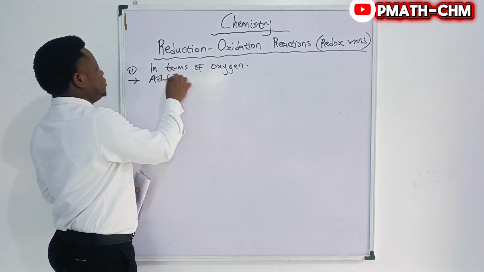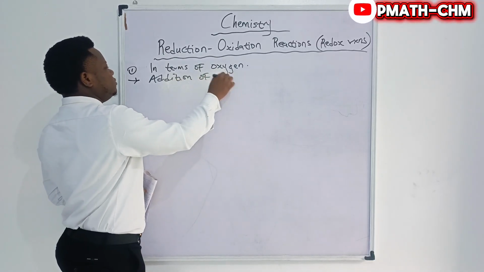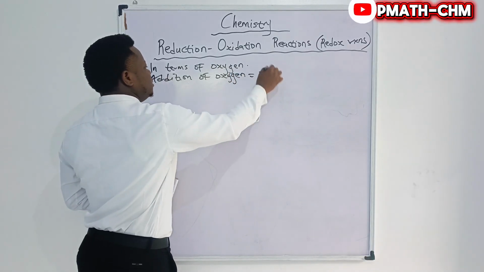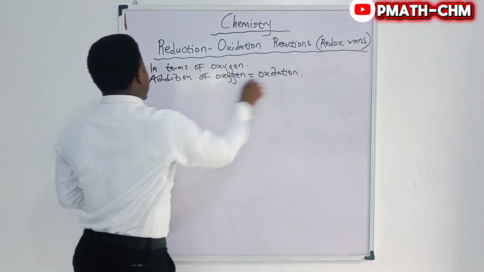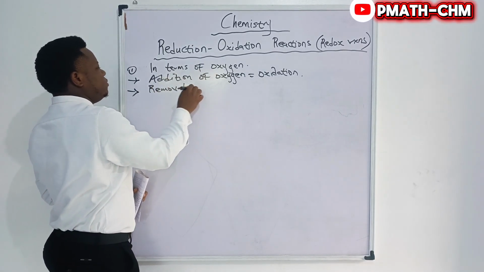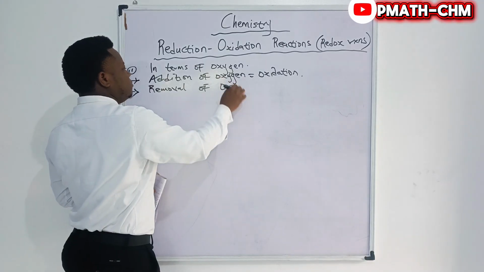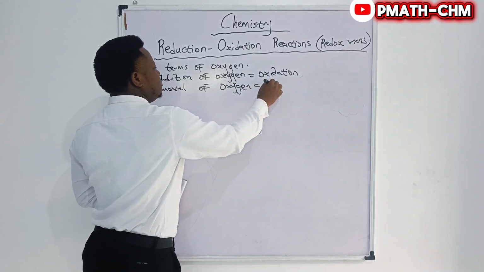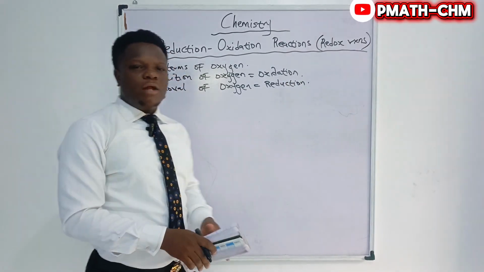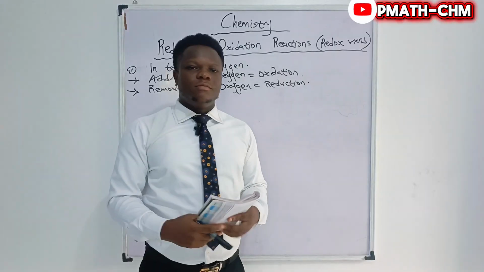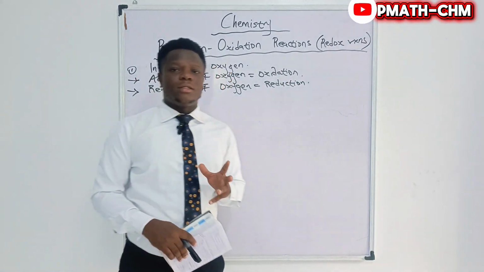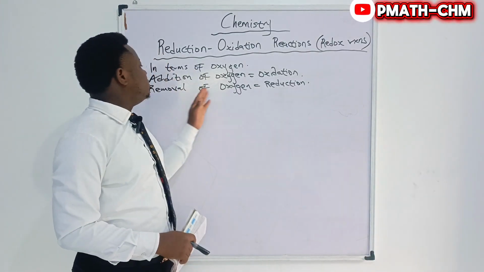So we have addition of oxygen, which is what we call oxidation. And then the removal of oxygen is what we call reduction. It's as simple as that. Whenever oxygen is being added to a substance, we say that process is called oxidation. Whenever oxygen is being removed from a substance, that process we call what? Reduction.